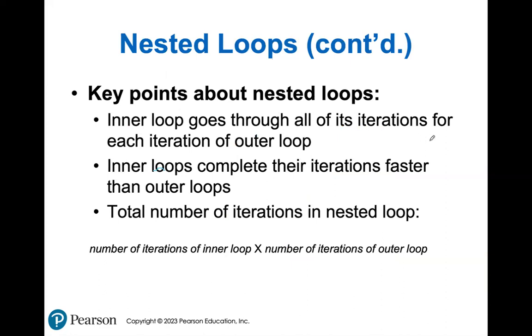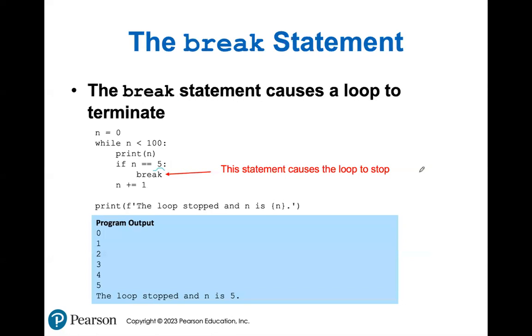One thing you need to know about nested loops is that there's an outer loop and an inner loop. Your inner loop will go through all of its iterations for each iteration of the outer loop. For one execution of your outer loop, all of the executions of your inner loop will be done. So that's all you need to know. And you can calculate the total number of iterations in your whole nested loop: just take the number of iterations of your inner loop and multiply it by the number of iterations in your outer loop. So again, pretty simple, nothing too complicated.